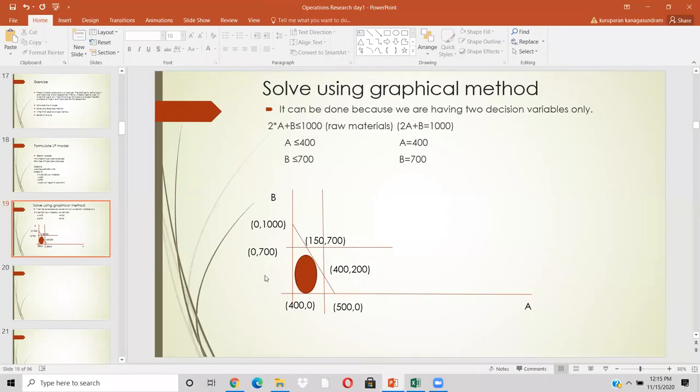What are the corner points? This one, this one, this one, and this one. Okay, these will be the corner points. Okay, so we have drawn the graph and we have found the extreme points.